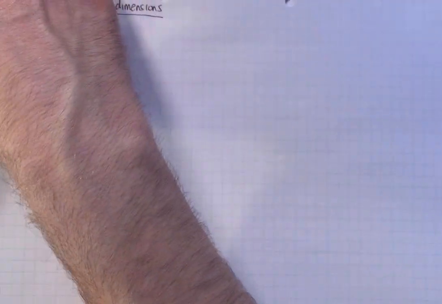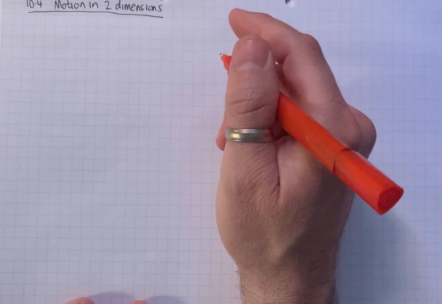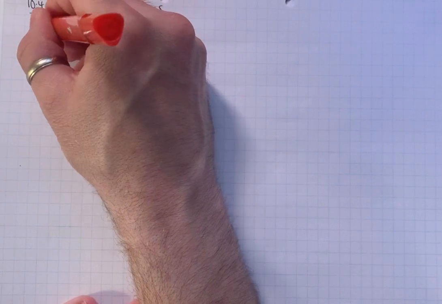Next we have motion in 2 dimensions. So just bringing together some of the things you've been learning in the last few parts of the chapter. So we'll go straight on to example 8.